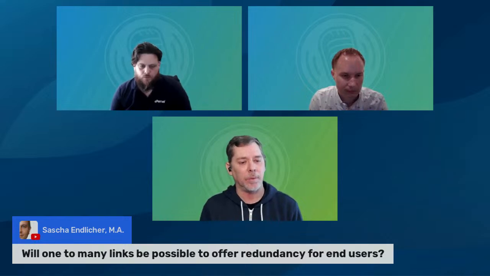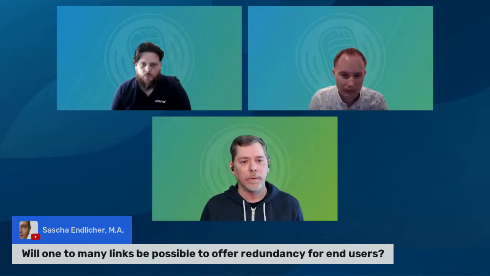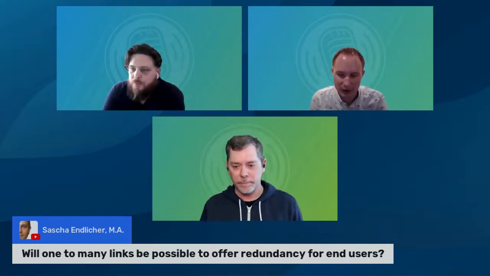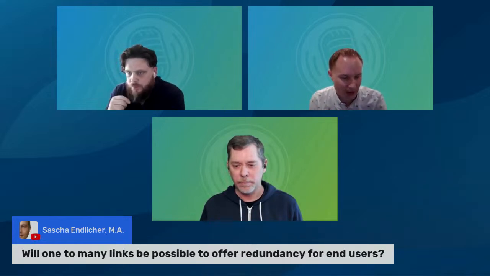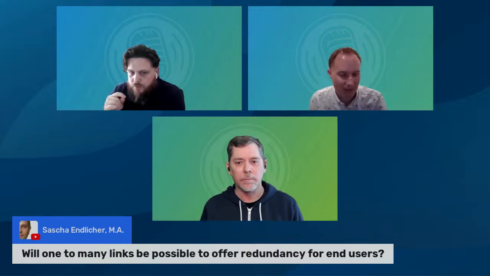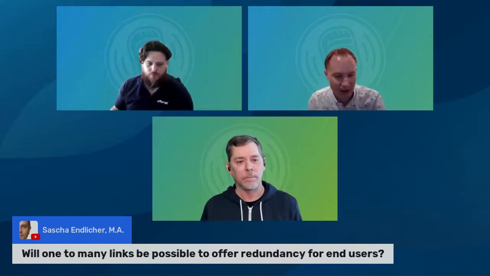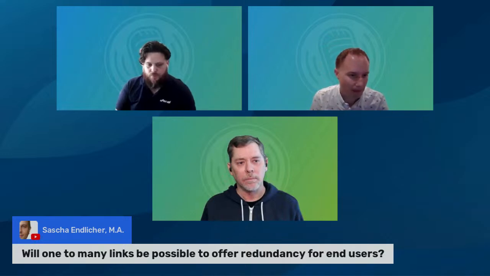So Sasha wants to know, will one-to-many links be possible to offer redundancy for end users? So I can take that one. Okay, go ahead. So like I said, in the first version that's rolling out now, we just have a one-to-one relationship. We're exploring the many-to-one relationship, and part of that exploration may be some level of redundancy, but again, that's not in the initial rollout.